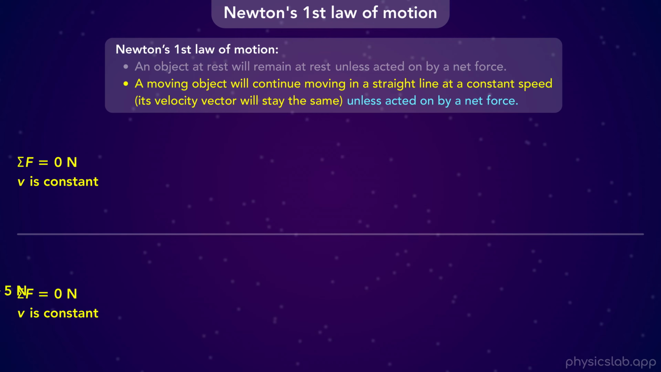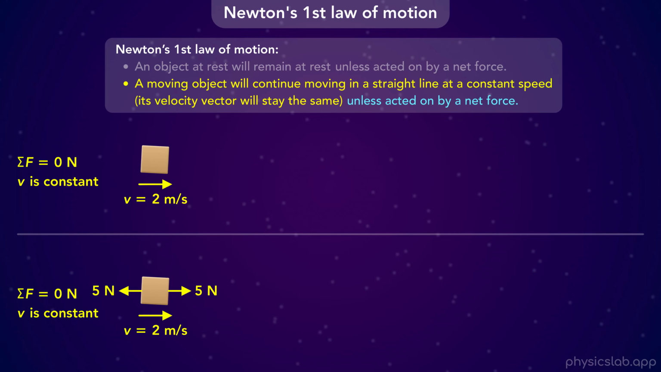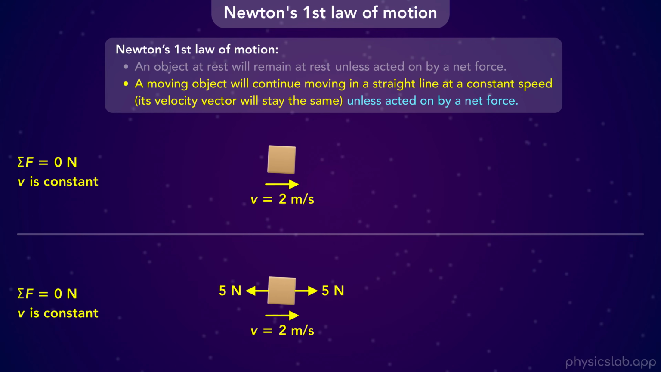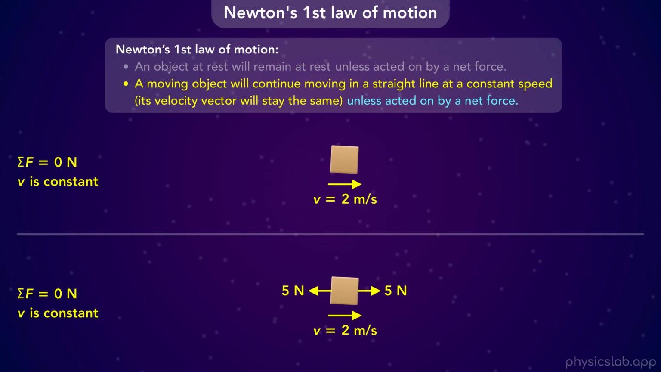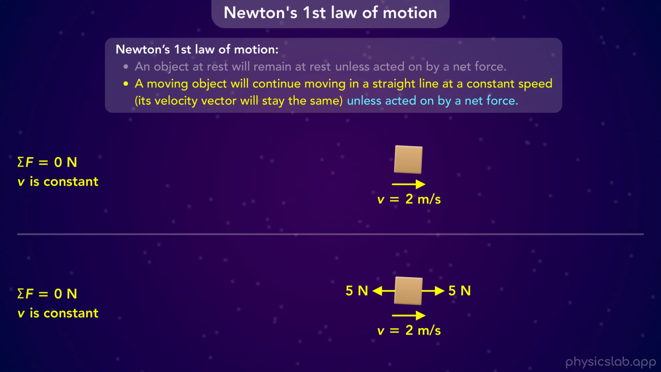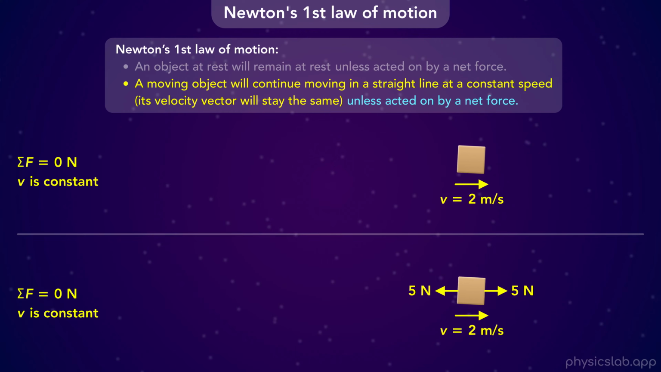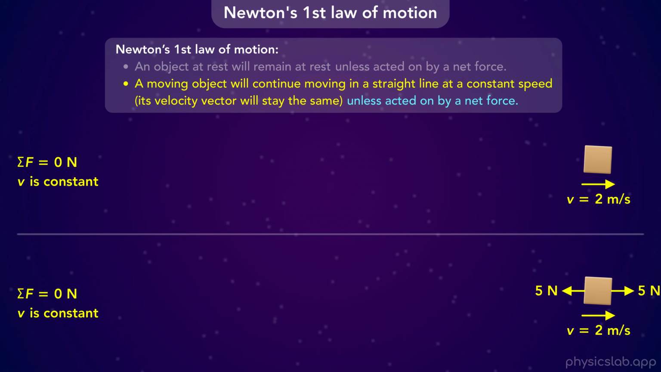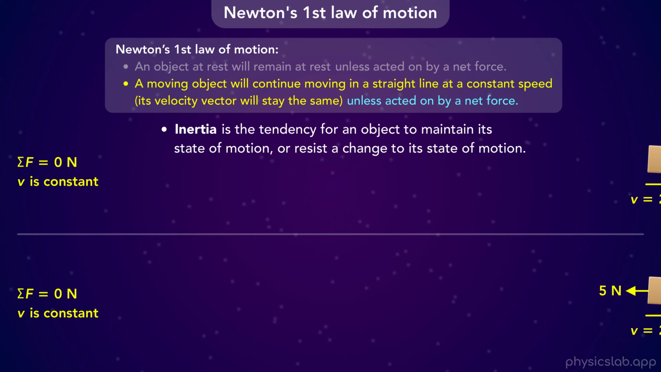Second, a moving object will continue moving in a straight line at a constant speed unless acted on by a net force. Again, this could mean there's no forces on the object, or there are forces that cancel out, so the net force is zero. A net force is not required to keep an object moving, it continues moving on its own because of its inertia.